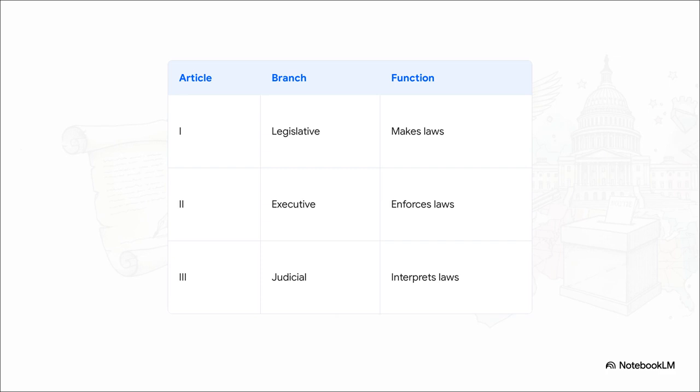Take Article 1, for example. It features the Great Compromise, a House based on population to satisfy the large states, and a Senate with equal representation for the small states. Then you have Article 2, setting up a single executive, the president, to enforce those laws. And finally, Article 3, creating an independent judiciary with lifetime appointments to interpret the laws without political pressure.